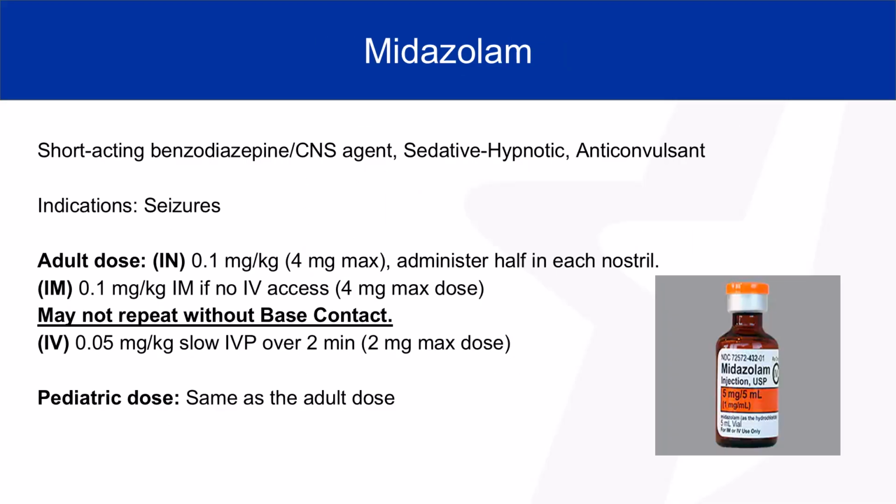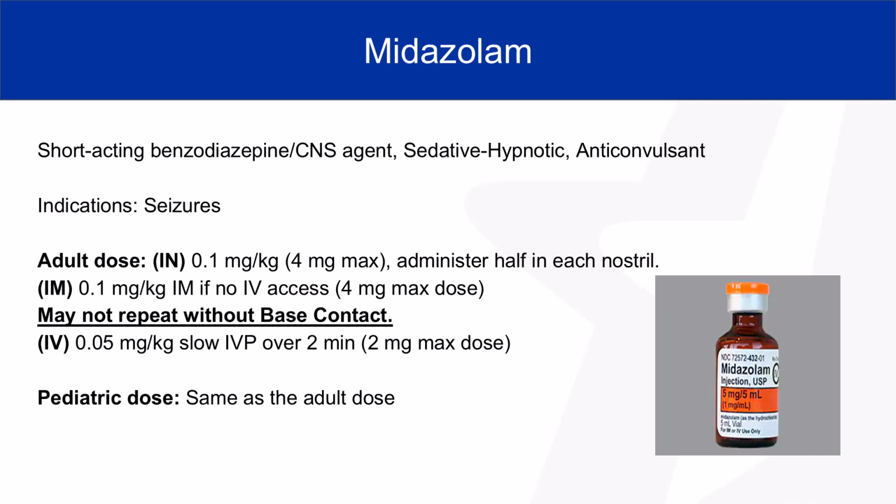Midazolam is a short-acting benzodiazepine CNS agent, sedative hypnotic, and anticonvulsant. The indications include seizures. Adult dose intranasal is 0.1 milligrams per kilogram to a 4 milligram max. Administer half in each nostril.